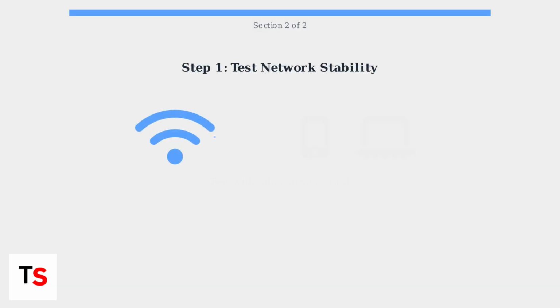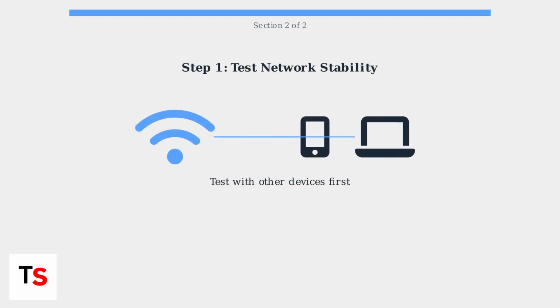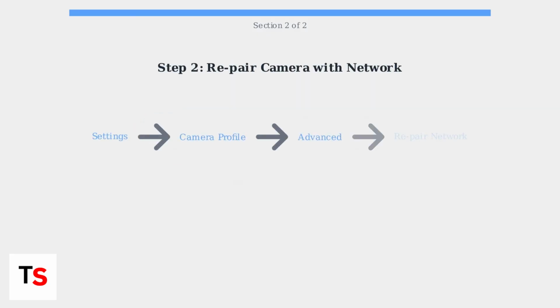When basic troubleshooting doesn't resolve your Nanit connection issues, it's time to dive deeper into network settings and advanced configuration options. First, verify your Wi-Fi network stability by testing it with another device. Connect a smartphone or laptop to the same network and try loading a web page to confirm the connection is working properly. If your network is stable, try repairing your Nanit camera.